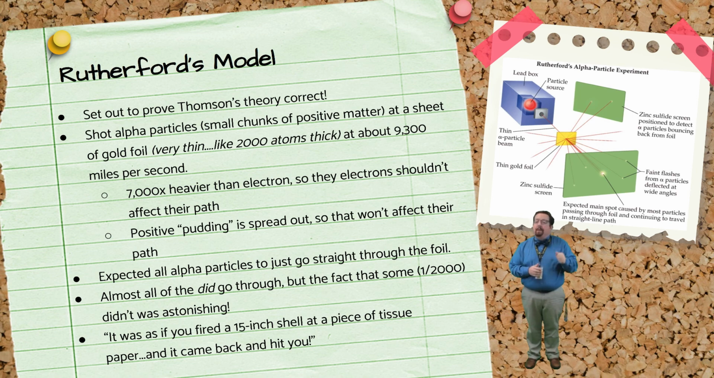Remember, Rutherford was fully on board with Thomson's model of the atom, and he was trying to prove that it was correct. If Thomson's model was correct, the alpha particles would just shoot straight through with absolutely no deflection to their path. For the most part, that's exactly what happened. But about 1 in every 2,000 alpha particles got deflected, some by extremely large angles. Imagine Rutherford and his students sitting in a pitch-black room watching this green-tinted screen for flashes of light, and they see the main spot they expected to see lit up very brightly.